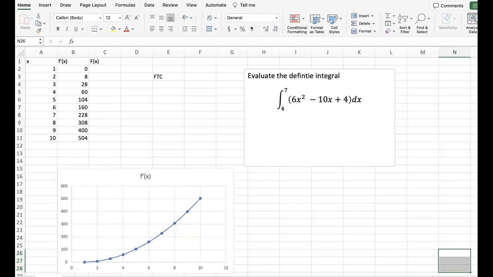This question is asking us to evaluate the definite integral of this given function right here on the interval from 4 to 7. Now we can easily do this with Excel. What I did here is I put in input values from 1 to 10, although we could have just done from 4 to 7.